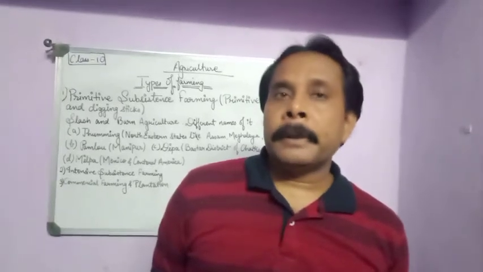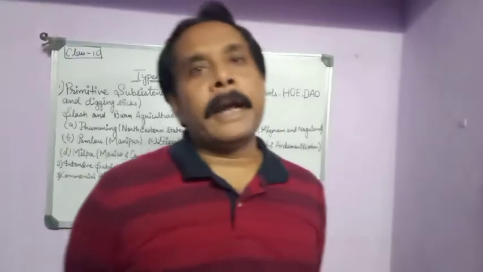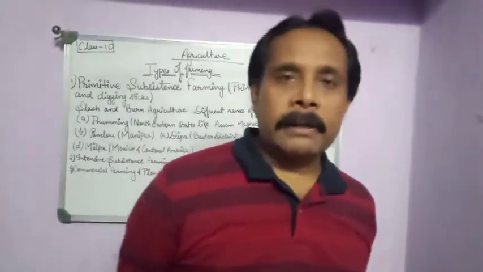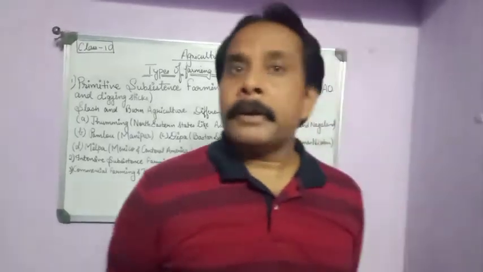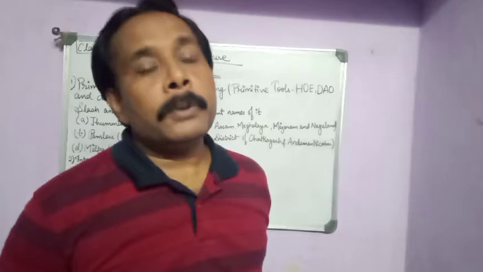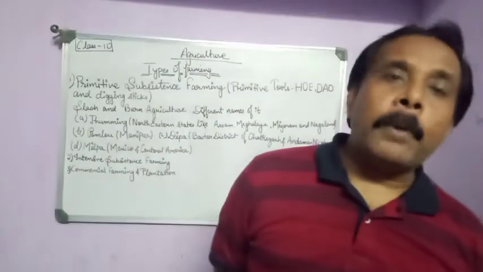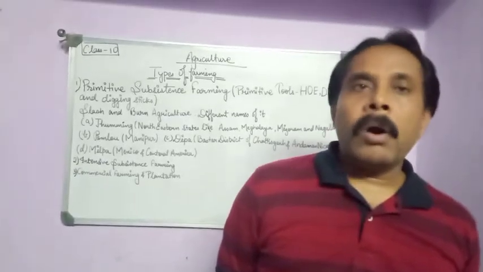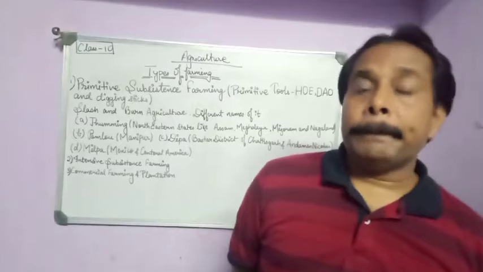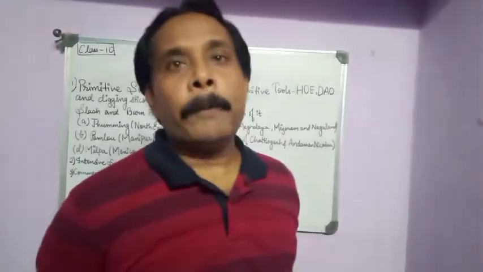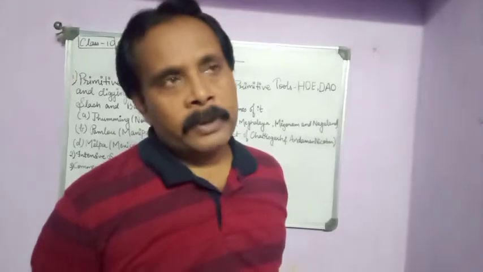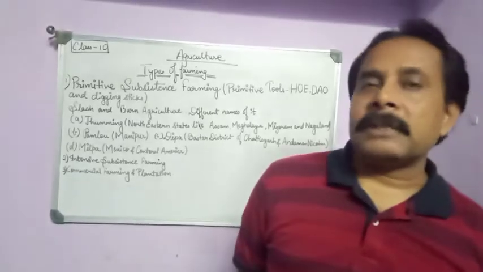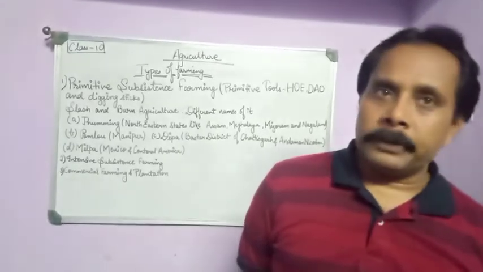If we discuss before independence, we find that nearly 87% of people were engaged in agriculture or agriculture-related works. So the contribution to national income or GDP was maximum from agriculture, and you can say there is a good source of employment in our country. The time has changed, no doubt. The secondary and tertiary sectors are growing at a rapid speed.